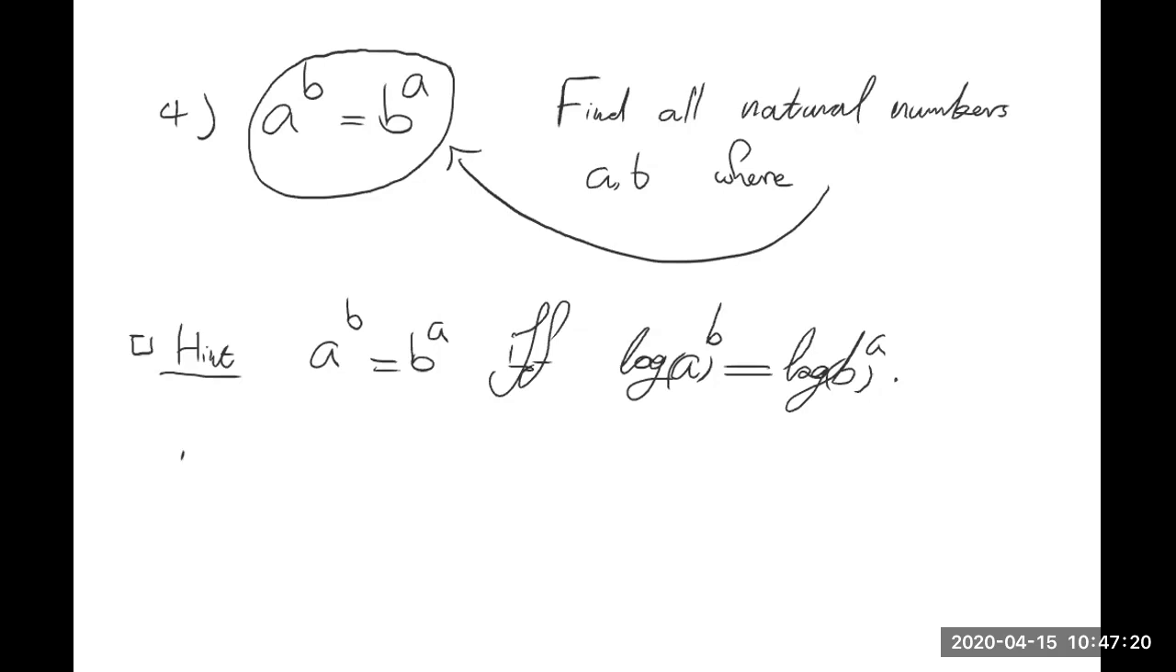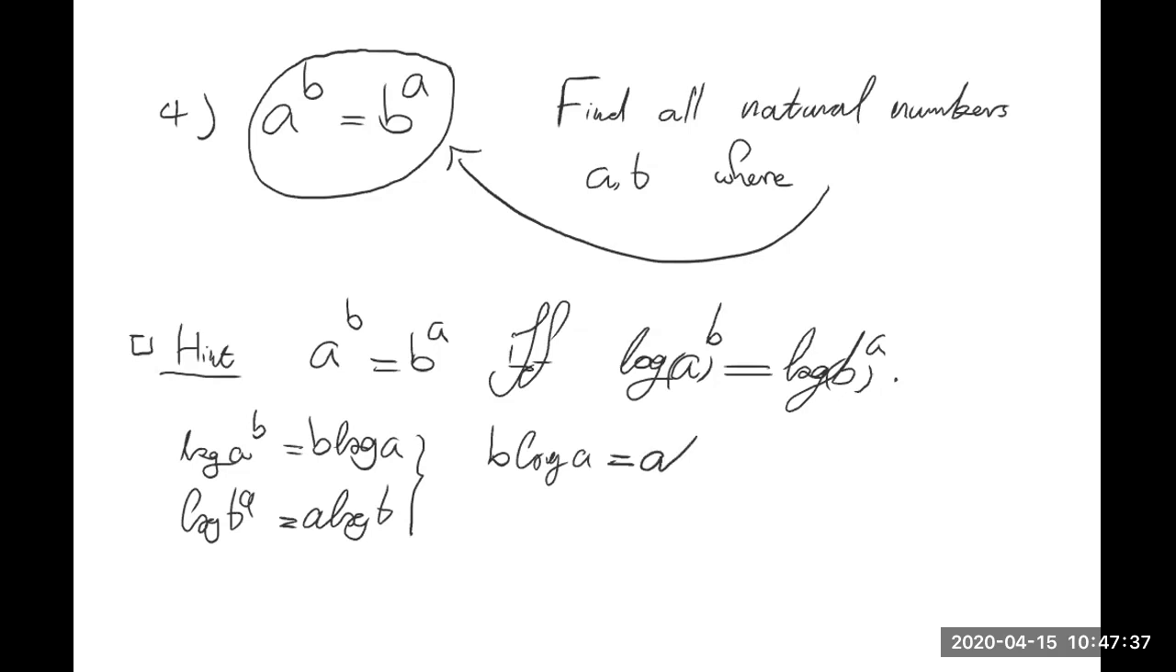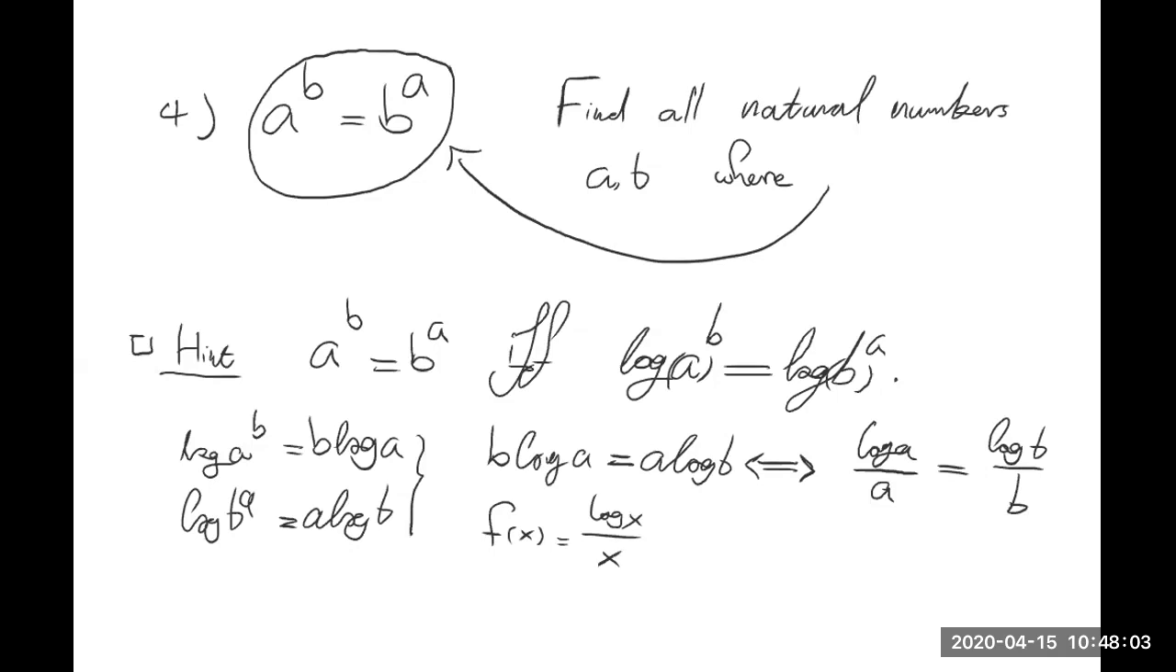Okay, so log of a to the b is b log of a, and log of b to the a is a log of b. So for these things to be equal, we should have b log of a equal to a log of b. It's better to separate a and b from each other, so we can divide both sides by a b, and we get log of a over a should be equal to log of b over b. And it's interesting, because if we define the function f of x to be log of x over x, it means we are looking for two points a and b where f of a is equal to f of b.